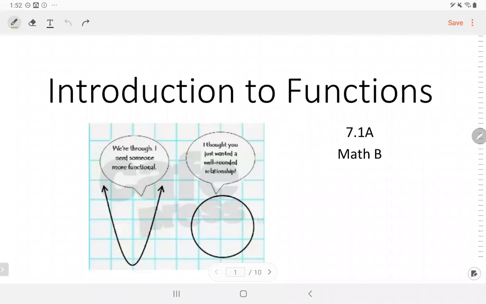Hi, Math B. Today we are doing lesson 7.1a, an introduction to functions.